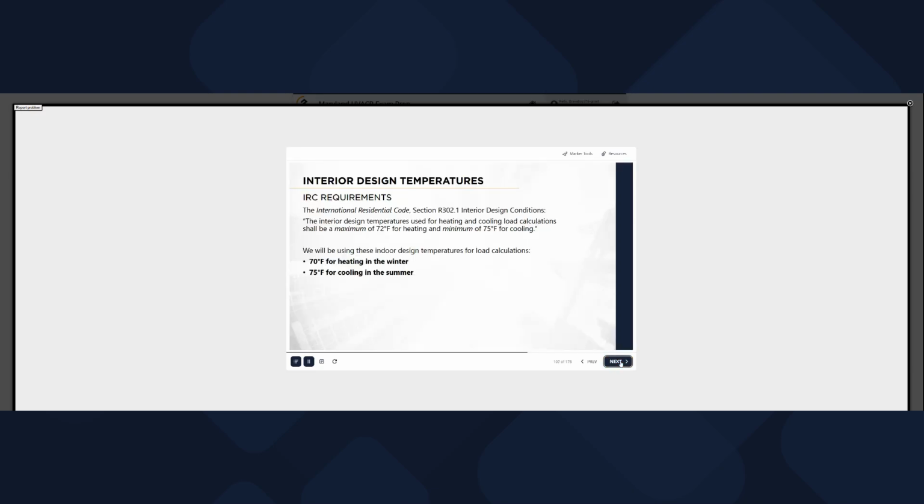Interior design temperatures code requirements. The International Residential Code, Section R302.1, Interior Design Conditions, says the interior design temperatures used for heating and cooling load calculations shall be a maximum of 72 degrees Fahrenheit for heating and a minimum of 75 degrees Fahrenheit for cooling. We will be using these indoor design temperatures for load calculations: 70 degrees Fahrenheit for heating in the winter, 75 degrees Fahrenheit for cooling in the summer.